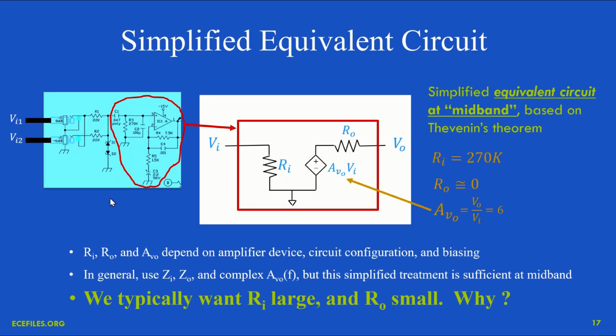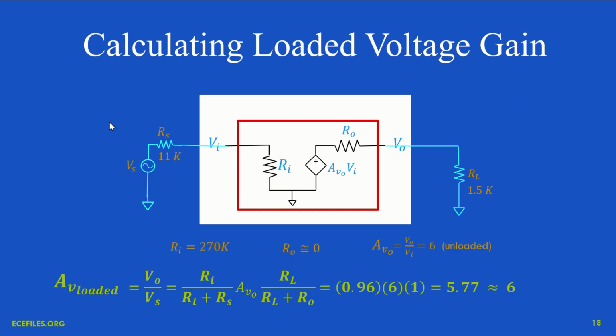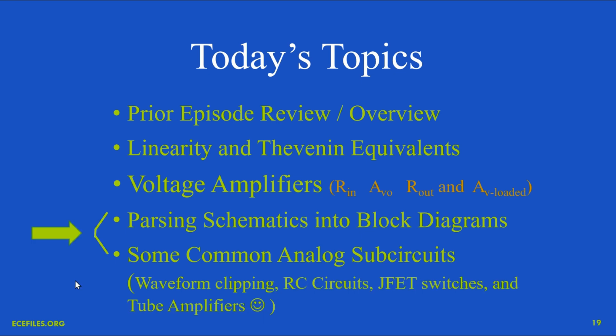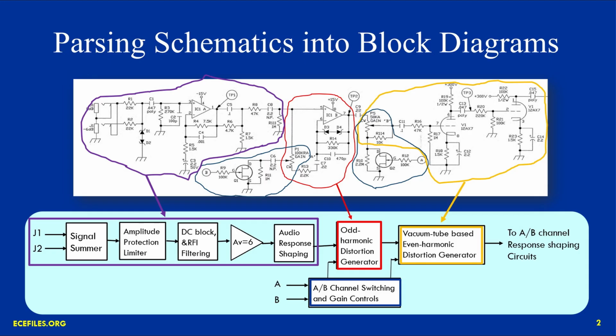And we'll learn that when we embed that amplifier into a larger circuit, we need to be concerned with none other than voltage division. Here we've got a source resistance from the circuits that precede the amplifier, and here we have the input resistance of the amplifier, and look, there's a voltage divider. So we'll look at the loaded voltage gain as well as the unloaded voltage gain. And that will then prepare us for parsing the schematics into the block diagrams. So let's get started.